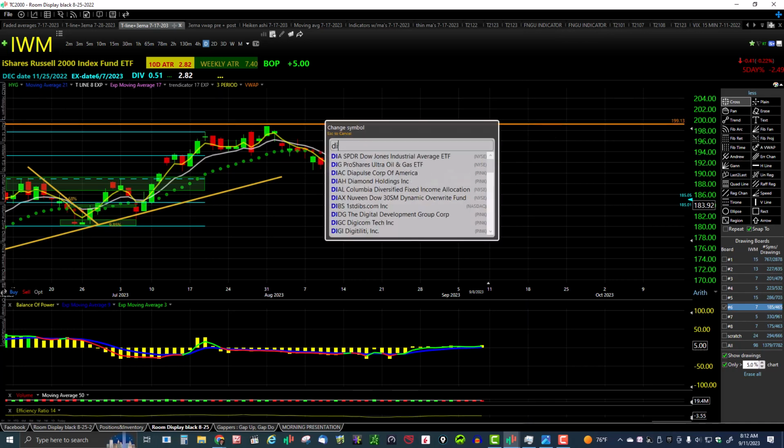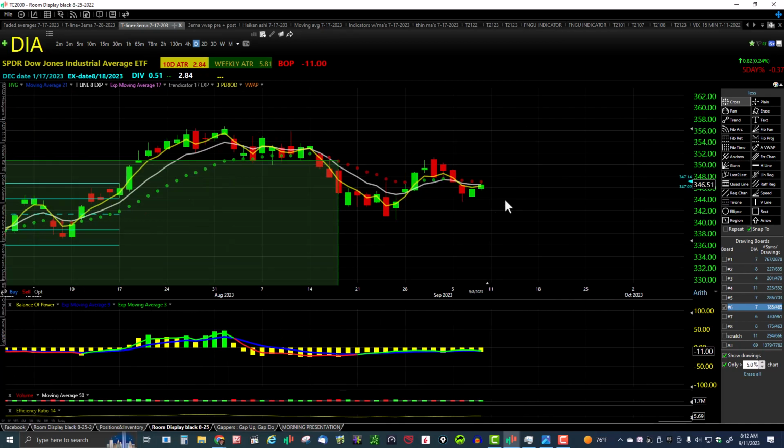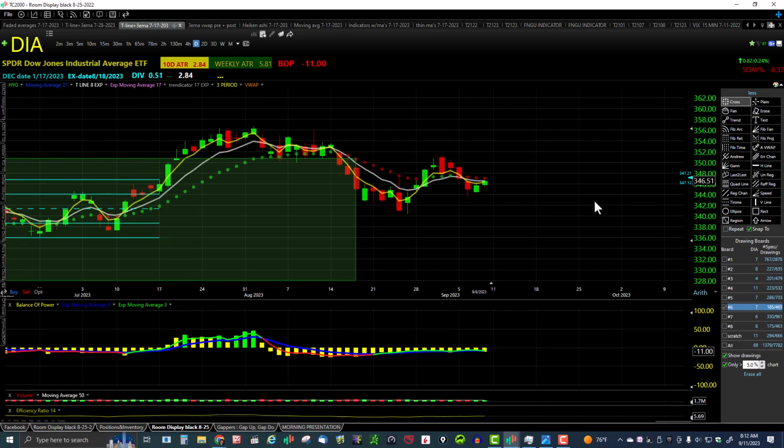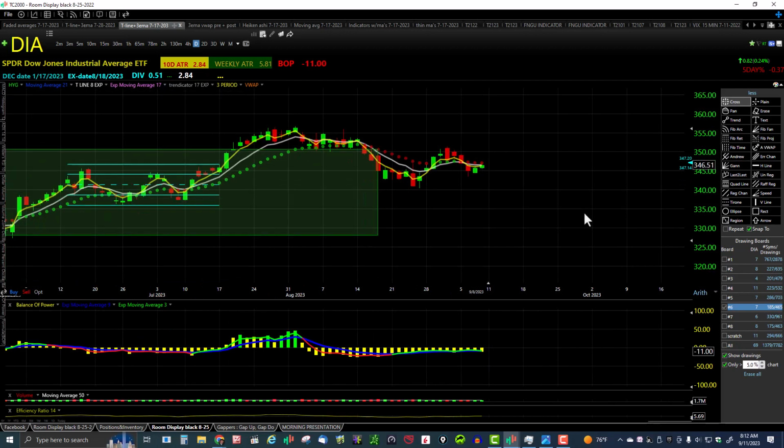Let's go back and look at Diamond Dow. Diamond Dow also doing the same thing. It's got a green candle instead of a red candle, but we've got the 3, the 8, and the price all underneath our 17-day trend indicator. So that is in a daily downtrend right there. The only thing that makes it a daily downtrend is the fact that it's making lower highs and lower lows. So there we are with Diamond Dow.